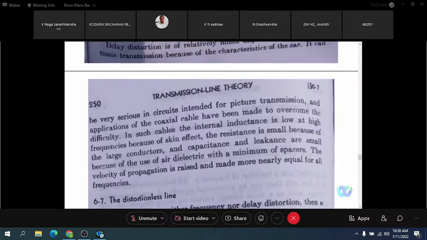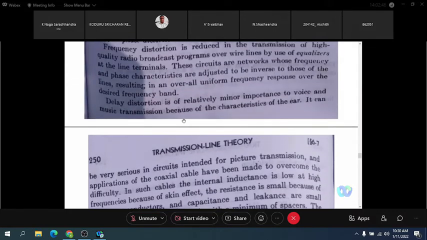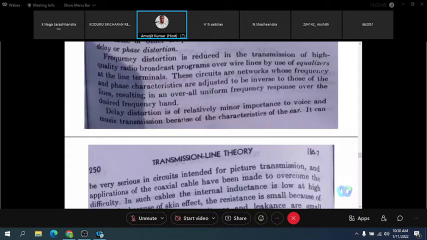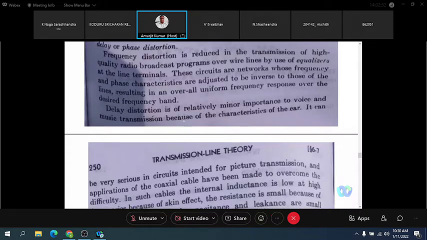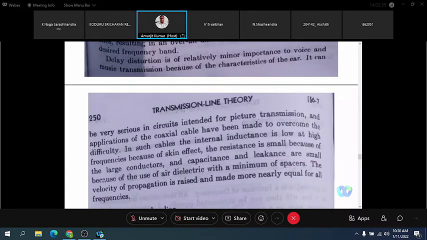So using coaxial cable and equalizers, you can minimize frequency distortion and delay distortion. For the coaxial cable, the inductance at high frequency is less. Resistance is also small, so R by G is small, and L is also small. That means basically the condition L by C equal to R by G will be maximally satisfied.